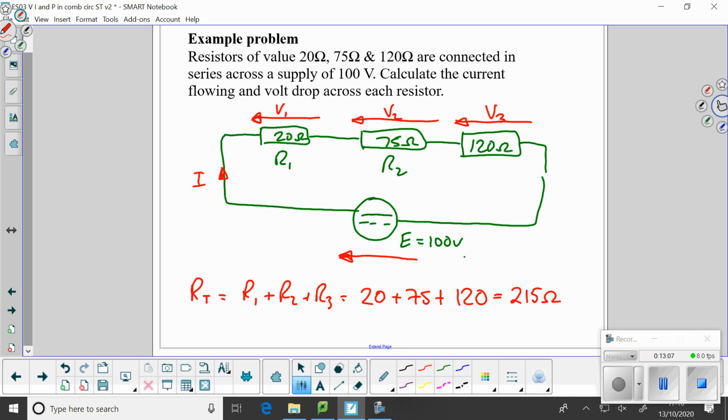What we have to do with any problem like this is look at the information we've got and how we can use that information to find a new piece of information. We've now got the total resistance. Remember what that is? That's the value of one single resistor, RT, 215 ohms, that we could replace those three with, and the same total current will flow.